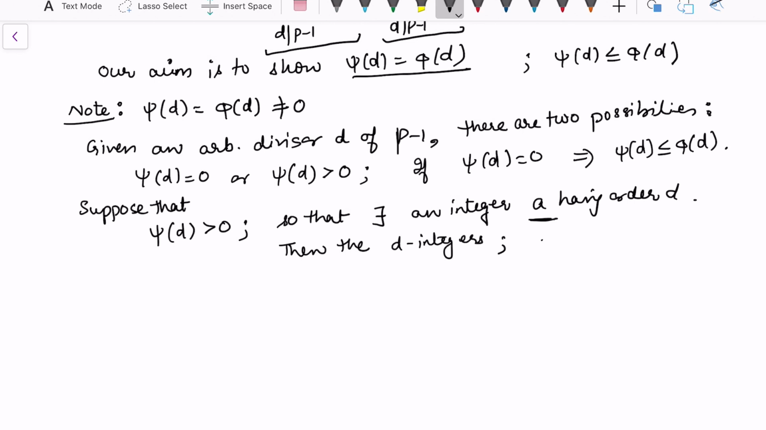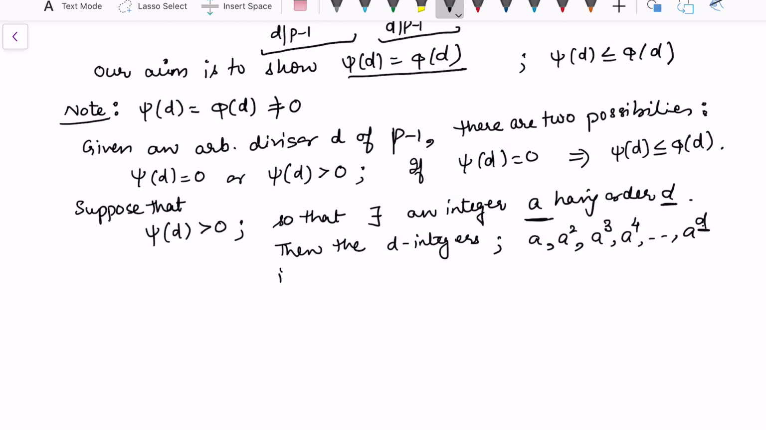we consider the powers of this a: a square, a cube, up to a to the d, because I know the maximum order is d. All the smaller powers than d will not give me congruence to 1 modulo p, because d is the order. So for none of the smaller powers do I get congruent to 1 modulo p. These will be incongruent modulo p.